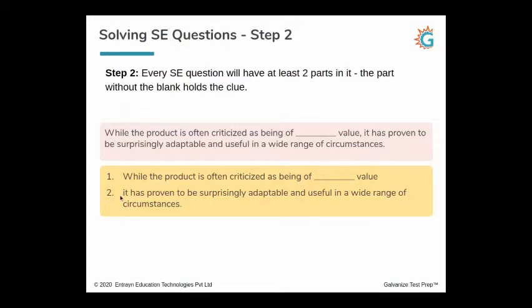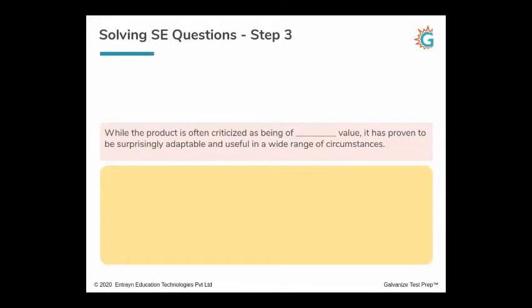Now there are a lot of words here. Which one would be the clue? Let's look at it step by step. This is a 7-step process. We are in the second step. Let's look at step 3. While the product is often criticized as being of blank value, it has proven to be surprisingly adaptable and useful in a wide range of circumstances. We have already split the sentence into two parts. The third step is to note down the transition words or phrases.